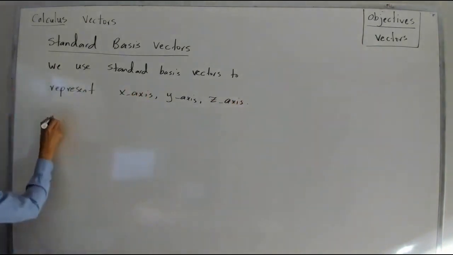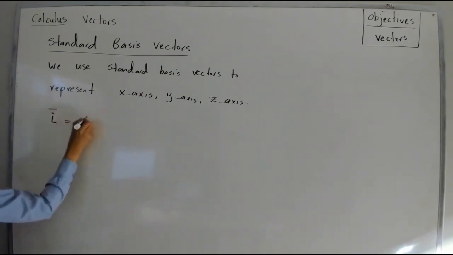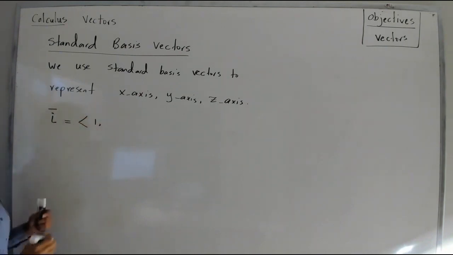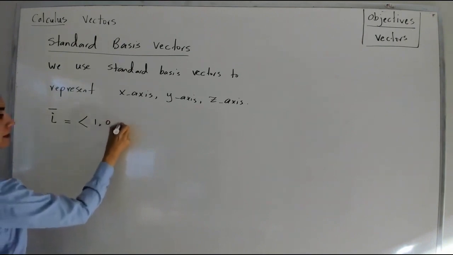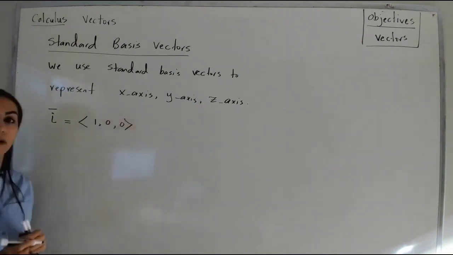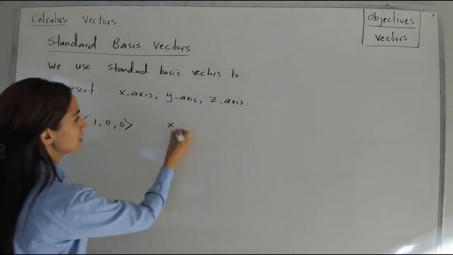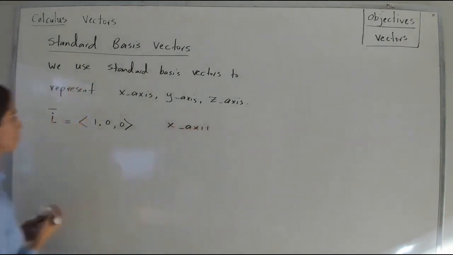Well, for x-axis we're going to use vector i, which is defined as, well, the first component is 1, the second component and third component, both of them are 0, representing x-axis.